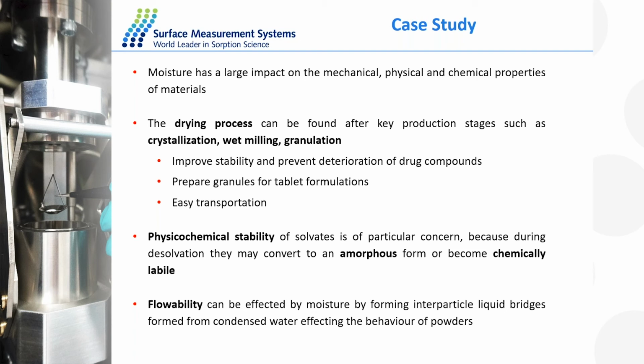Introducing humidity can have physicochemical stability effects, and it may convert some samples into amorphous samples, or they may become chemically labile. As mentioned before, it can also affect flowability, because water can actually cause condensation inside the bulk of the material and form interparticle liquid bridges, affecting the flow behavior of some powders.